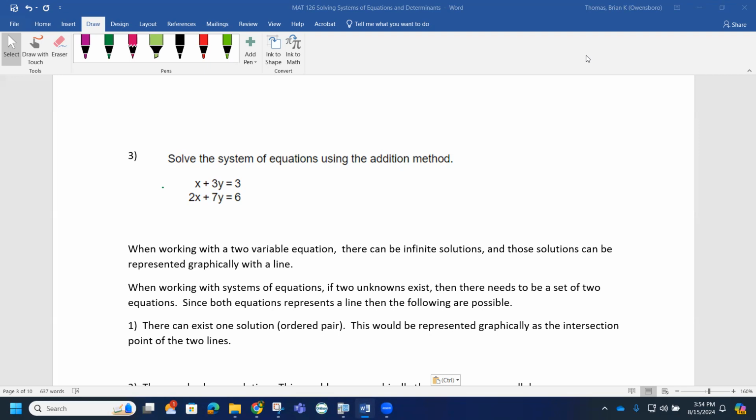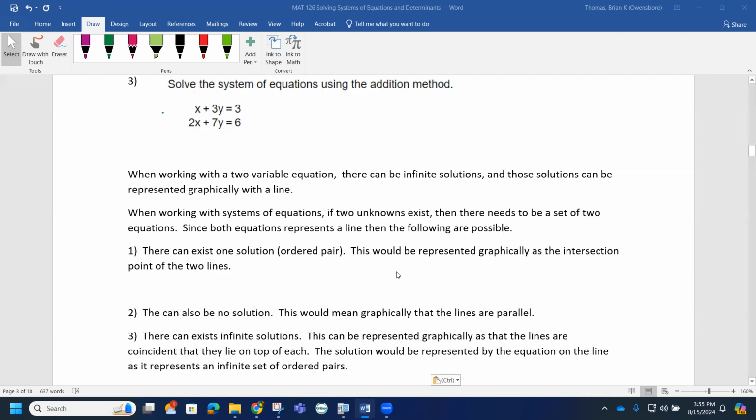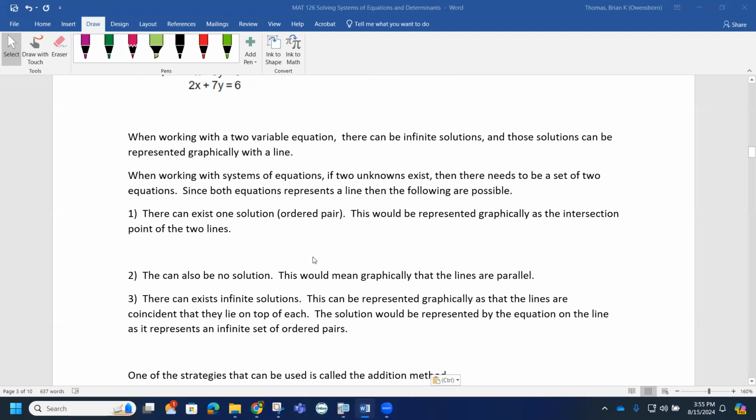So again, solving a system of equations using the addition method. Remember, just working with a two-variable equation, it represents a line, so there can be infinitely many solutions. When working with a system of equations, we're going to work with two unknowns. If there's two unknowns, then there needs to be a set of two equations. Since both equations are going to represent lines here for us, then the following things are going to be possible.